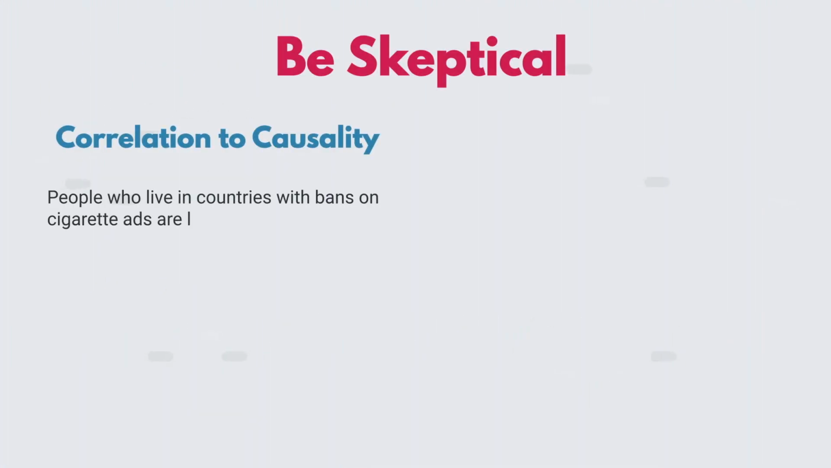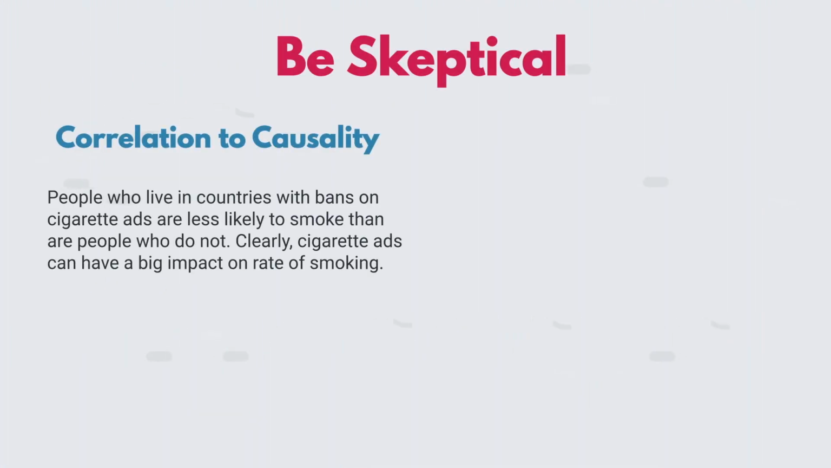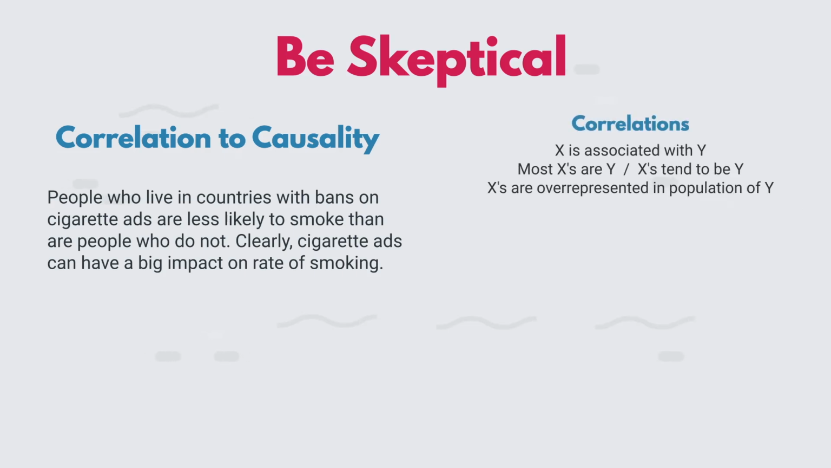One of the biggest patterns we're going to need to be skeptical of is moving from correlation to causality. Correlation language is something we need to learn to spot. It sounds like two traits are associated, they show up disproportionately. People who have trait 1 are more likely to have trait 2.